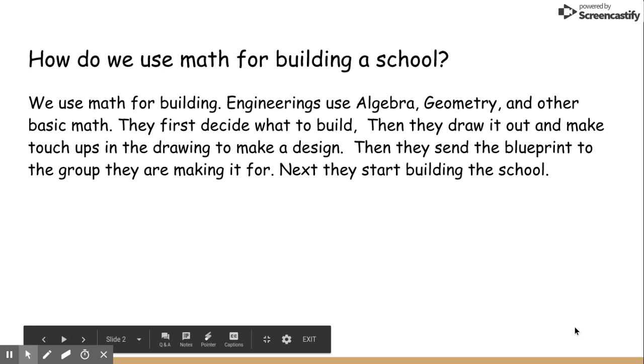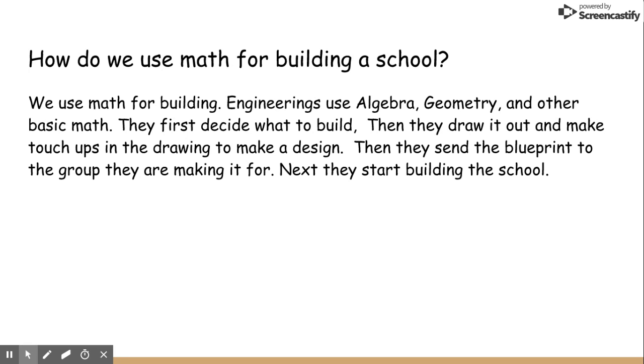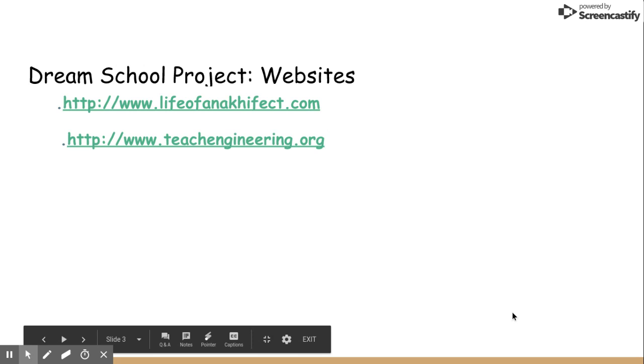How do we use math for building a school? We use math for building. Engineers use algebra, geometry, and other basic math. They first decide what to build, then they draw it out and make touch-ups in the drawing to make a design. Then they send the blueprint to the group they are making it for. Next, they start building the school. These are the websites that helped us figure out the information we needed.